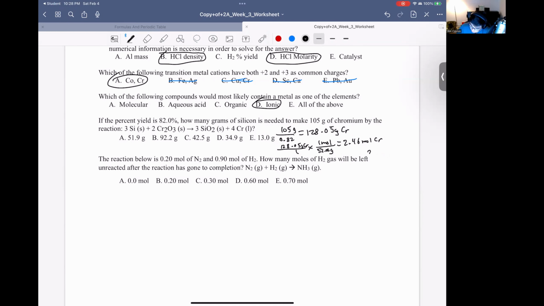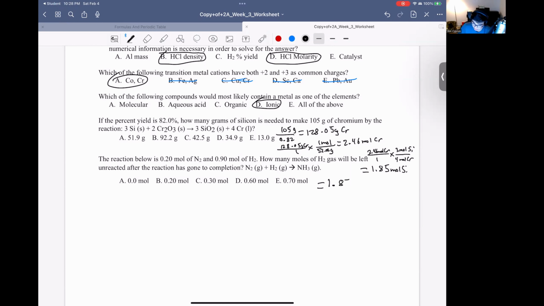So 2.46 moles of chromium, right? In this balanced reaction, I get 4 moles of chromium for every 3 moles of silicon used. Right, looking at the coefficients here. And I should end up getting 1.85 moles of silicon. However, that's not what I want. I want grams of silicon here.